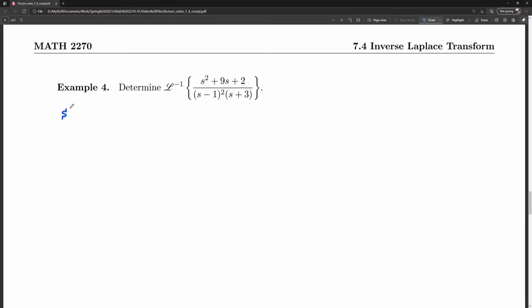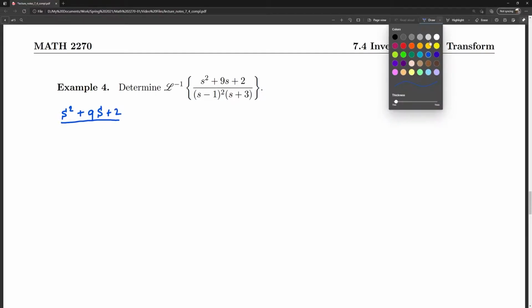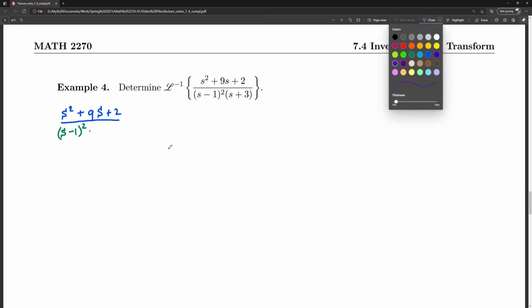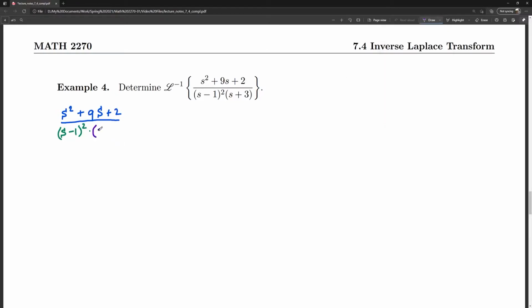We have s squared plus 9s plus 2 over, and then I have (s minus 1) squared times (s plus 3).